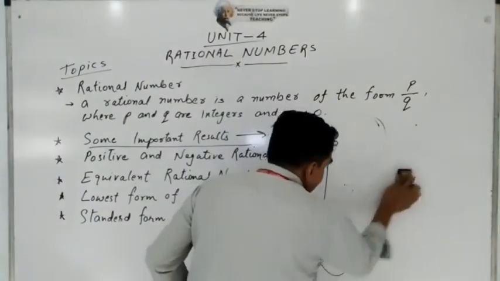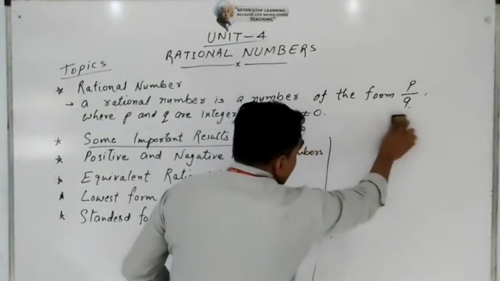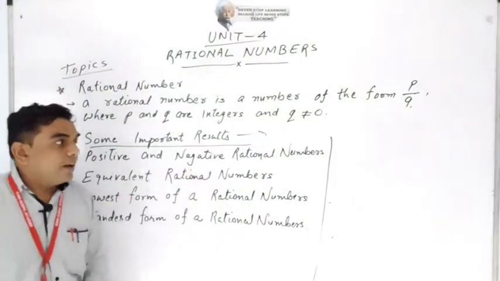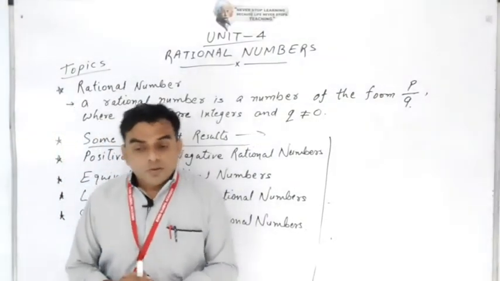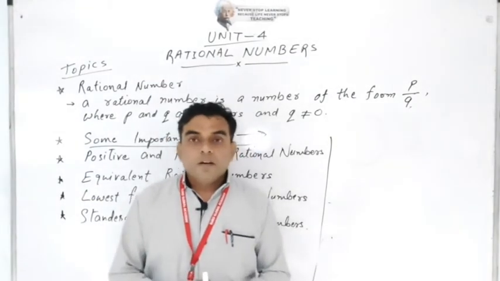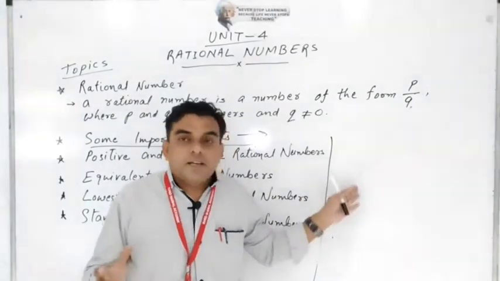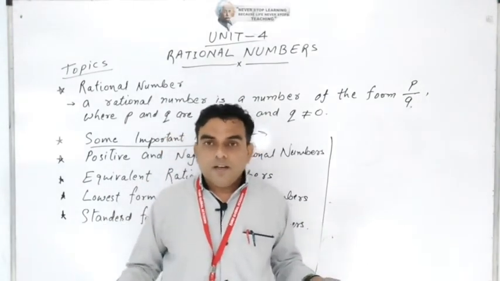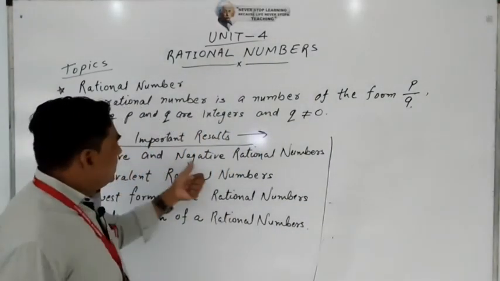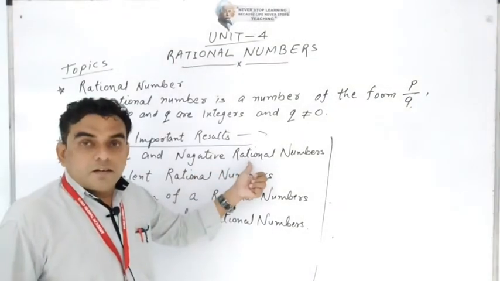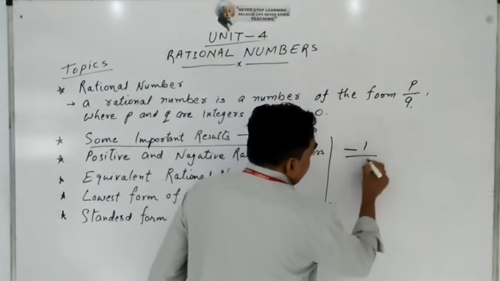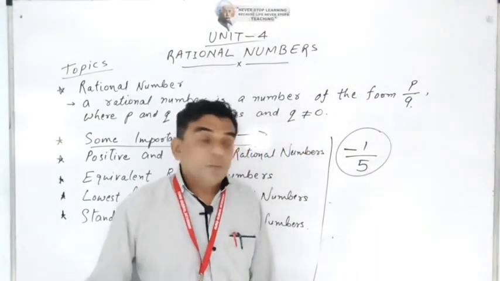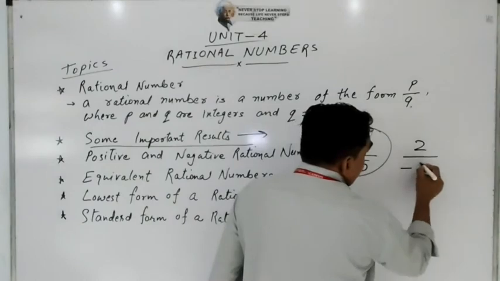Now, the next topic is positive and negative rational numbers, students. You know what is positive and what is negative. Positive has no sign. It is positive. And the sign of minus will be negative. You know that very well. How? You can see positive and negative rational numbers. Suppose I am going to write here -1/5. It is a negative rational number, students.